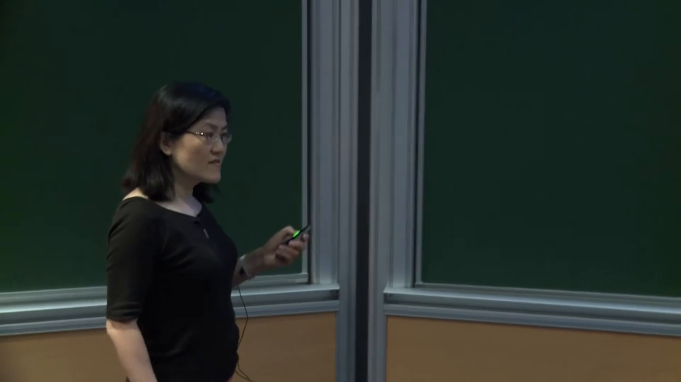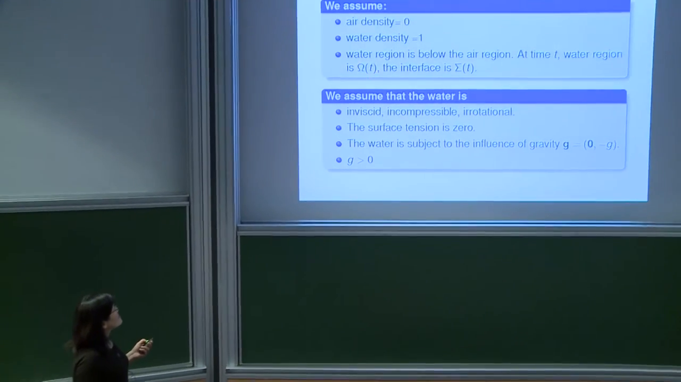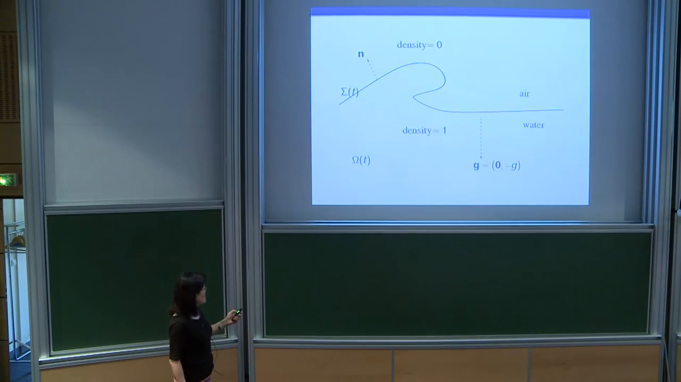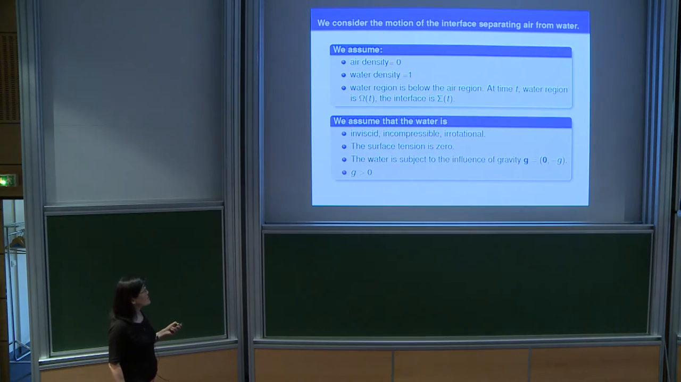Okay, so for the water in the middle of the ocean, we use this basic assumption that the air density is zero, so that means we neglect the wind. And the water density is one, and the water region is in general below the air region, but of course it can overturn like this. And we assume that the water is inviscid, incompressible, irrotational.